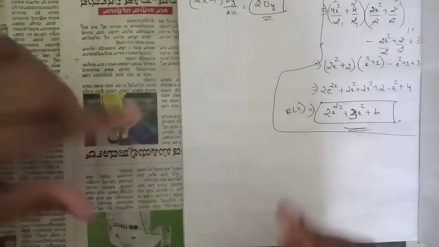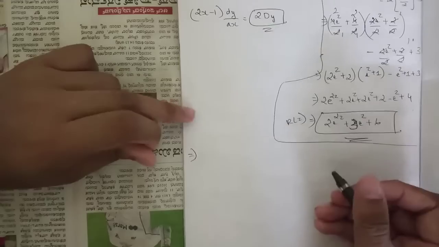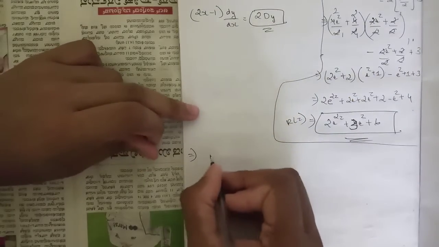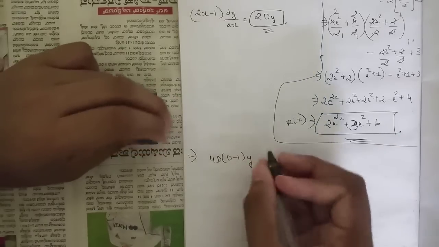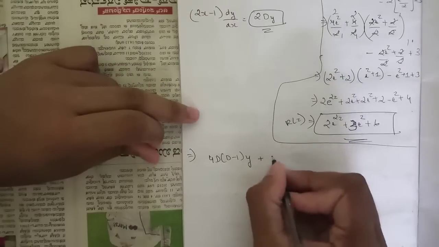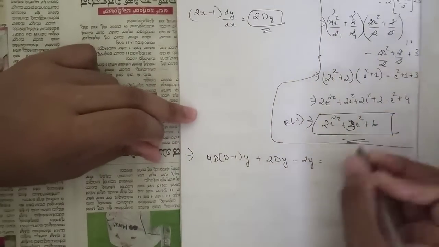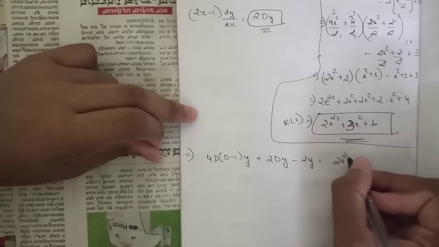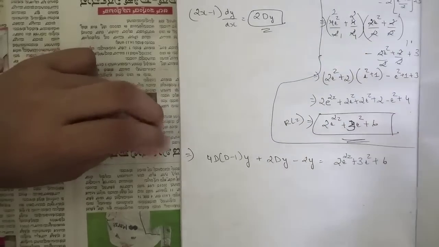So now let's write this in the equation, the given question, that is 2x minus 1 whole square d square y by dx square. So that is replaced by 4d(d minus 1) into y plus 2 dy minus 2y is equal to this term, 2 e power 2z plus 3 e power z plus 6.